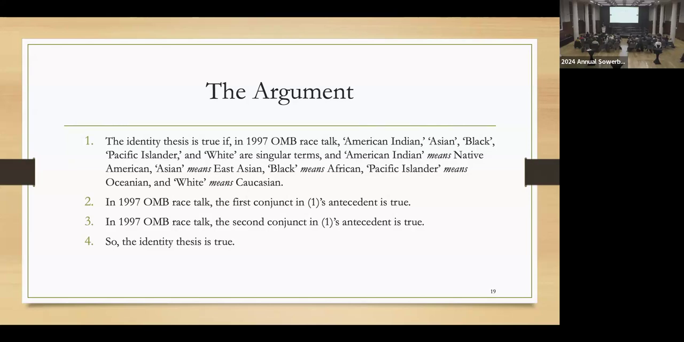So it's a straightforward modus ponens. If it's the case that in this particular race talk, the race terms that are used pick out, not just as their reference but as their meanings, and I'll get to a clarification of what I mean by that, the actual human continental populations, as I'll call them, that they stand in a one-to-one mapping to, and if it's also the case that in this particular race talk, the first set of claims is true in the antecedent, and the second set of claims is true in the antecedent, my identity thesis will follow by logical inference.